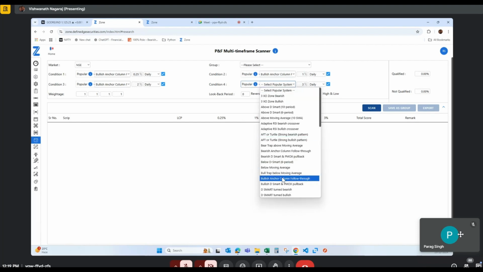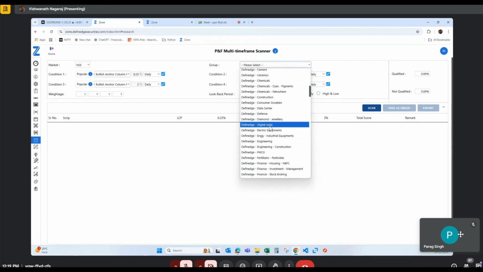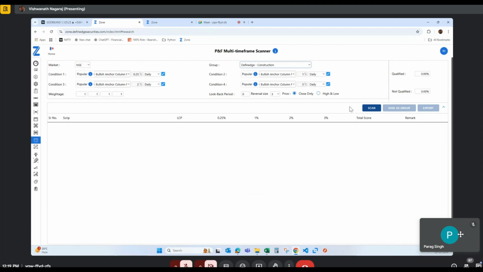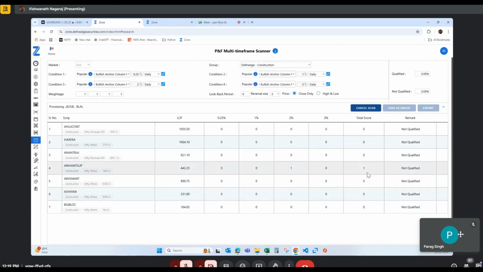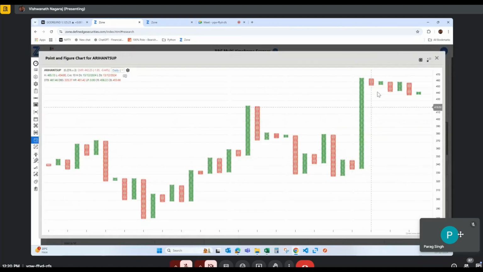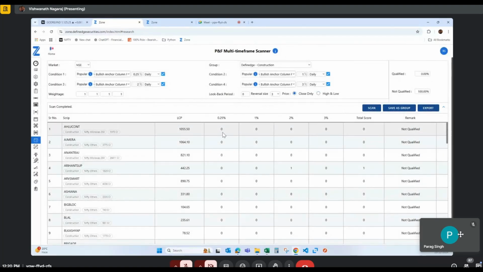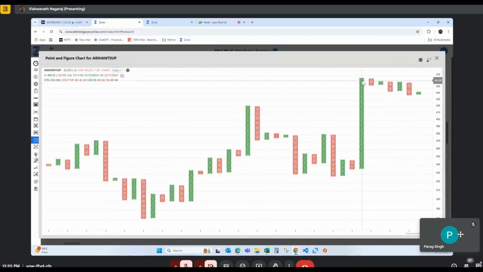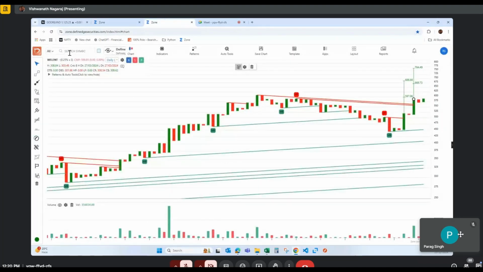Simple, same condition across. Select defined edge construction and NSE timeframes remain 54 stocks. What we did not get that time is this Arihant Superstructures, because it's formed an anchor column follow through. See, this is a nice ABC pattern setting up. This is on my watch list. This should be on my watch list. Right now, the scan is completed. Sort it. See, we got one more element which you should have done 4 times. You got it in one. Now this is a proper watch list.